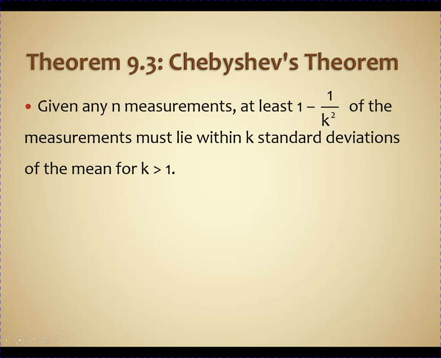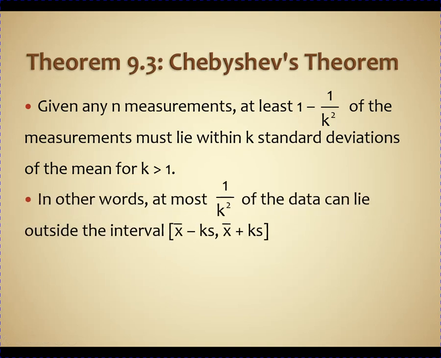So given any n measurements, so it doesn't matter how many pieces of data you have, at least 1 minus 1 over k squared of the measurements must lie within k standard deviations of the mean, for k being greater than 1. So it's just a theorem about where your different data points have to lie within standard deviations. So in other words, we could say at most 1 over k squared of the data can lie outside.